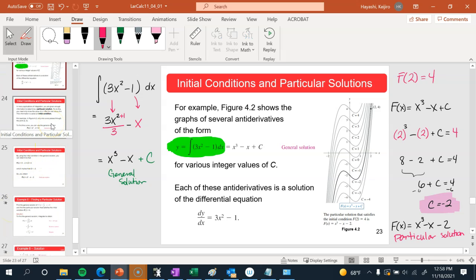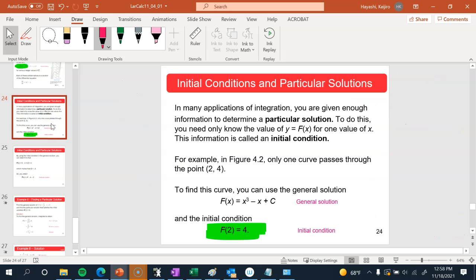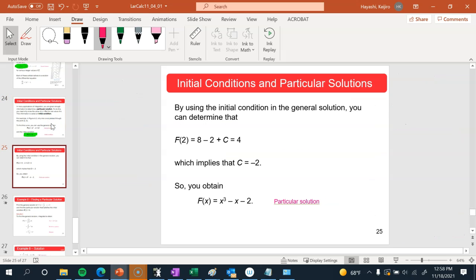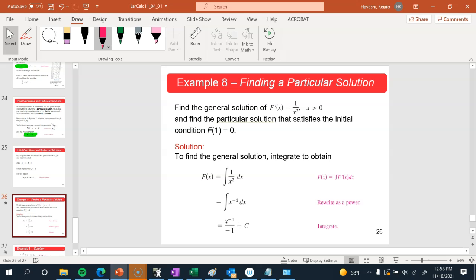Okay, so given an initial condition, you can move from a general solution, a family of solutions, to a particular solution. But that's only if you have an initial condition. Right, c equals negative 2. Then you obtain a particular solution. Okay. All right.